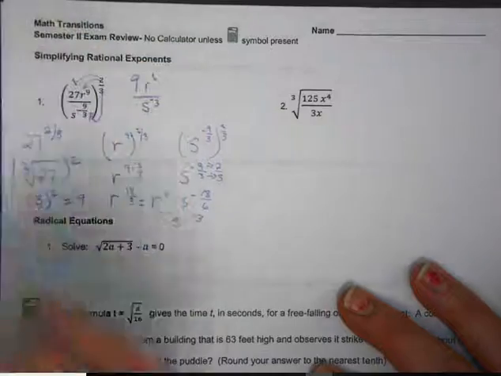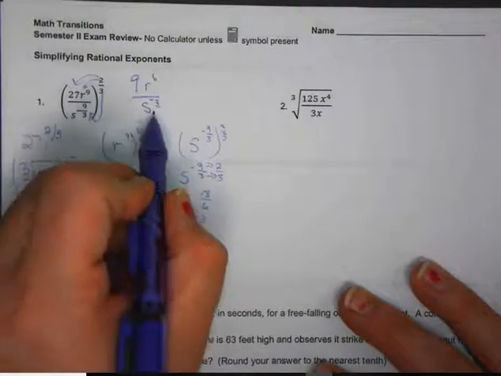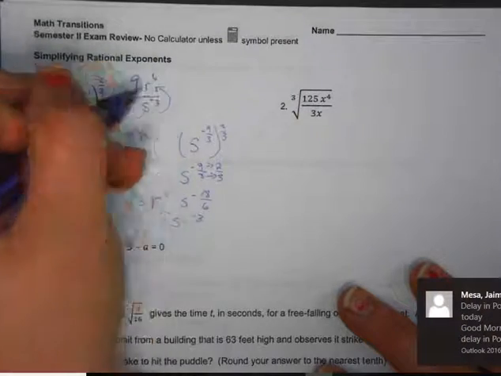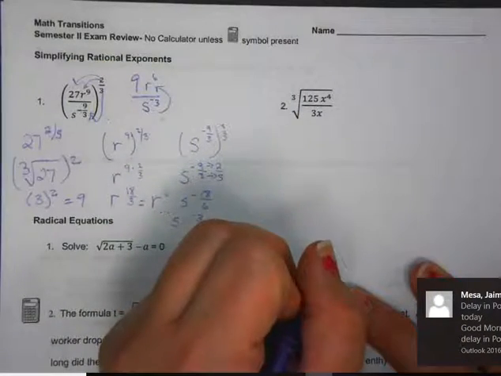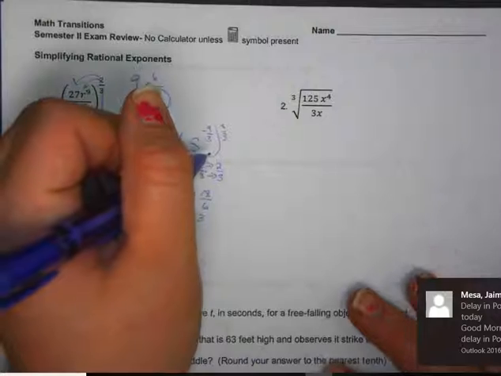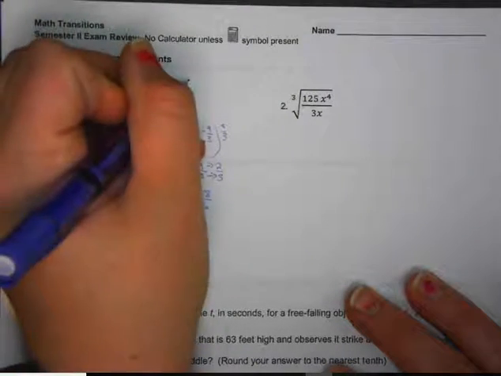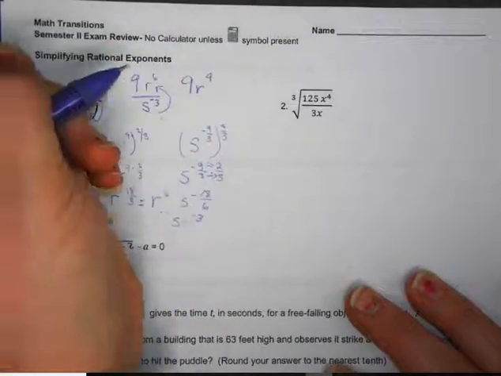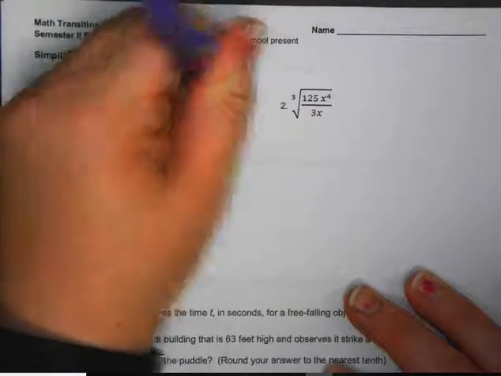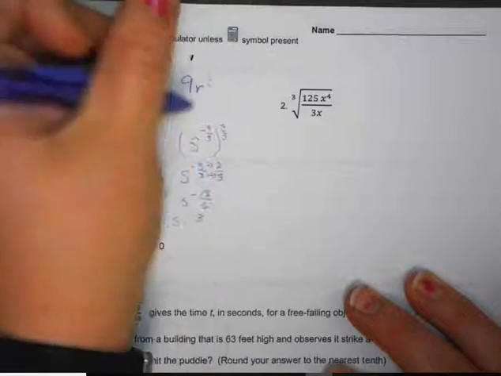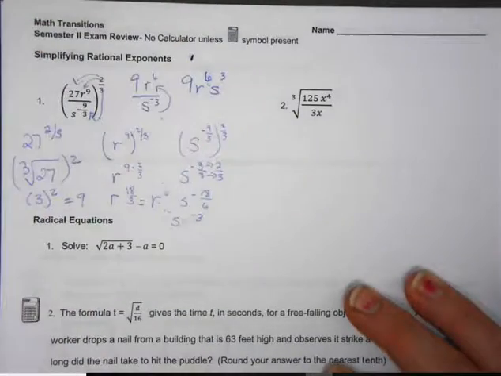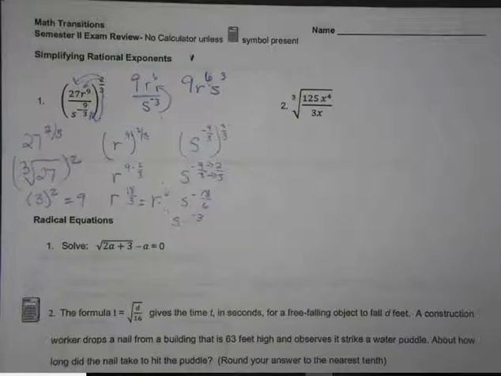But this is not our final form, okay? We don't like negative exponents. So to get rid of a negative exponent, remember we move it to the other side of the fraction bar. So we have 9r to the 6th over s to the 3rd. All right, so that's how we do that one.